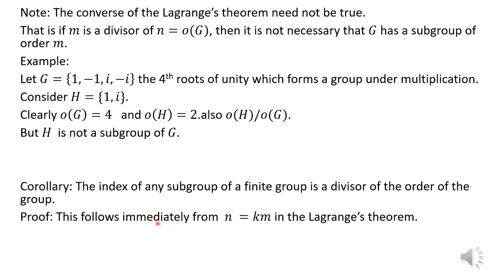The proof is very simple. It is a one-line proof. It follows immediately from Lagrange's theorem, where we have proved this: n is equal to k into m, where k is the index of H in G. We have expressed n as a product of two numbers. Those two numbers are nothing but the index of subgroup H in G, and m, the order of the subgroup, which means that both k and m divide n, which means that k also divides n. That is, the index of the subgroup divides the order of the group.